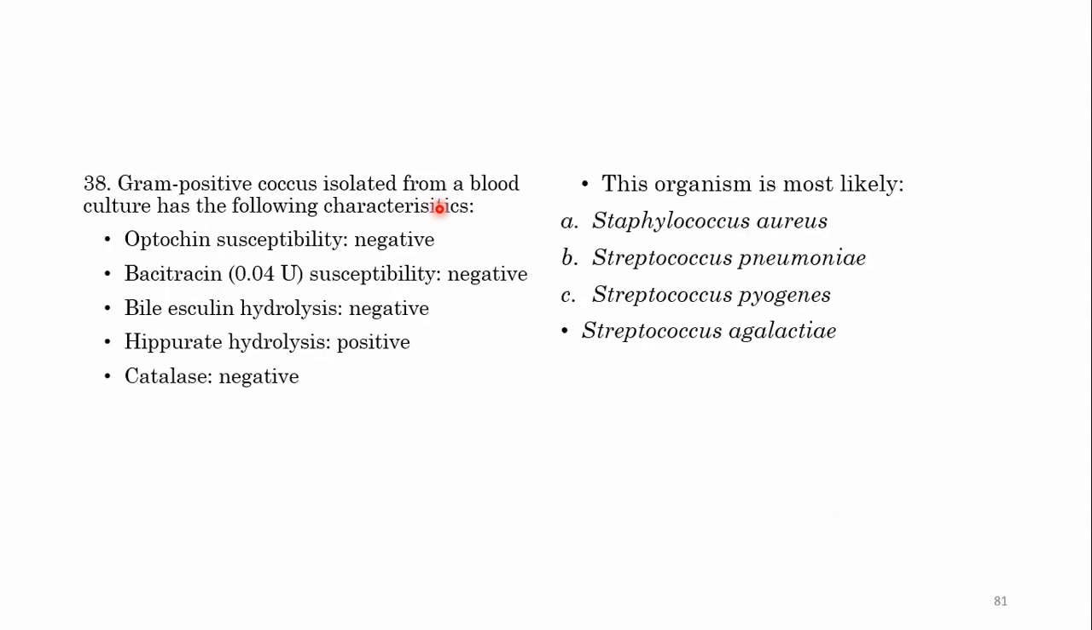Number 38, gram-positive cocci isolated from a blood culture has the following characteristics. Optochin susceptibility negative, bacitracin susceptibility negative, bile esculin hydrolysis negative, hippurate hydrolysis test positive, catalase test negative. This organism is most likely A, Staphylococcus aureus, B, Streptococcus pneumoniae, C, Streptococcus pyogenes, D, Streptococcus agalactiae. The correct answer is letter D, Streptococcus agalactiae. Streptococcus agalactiae is sodium hippurate hydrolysis test positive. Okay? So number 38, the correct answer is letter D.